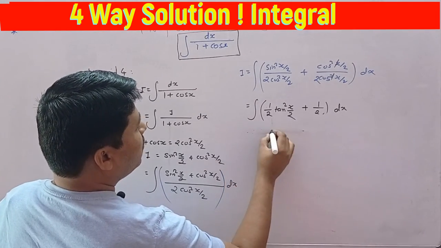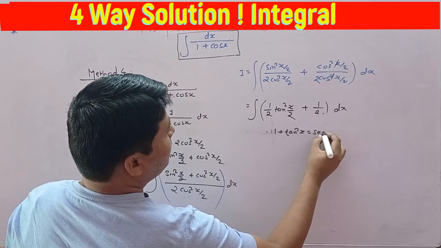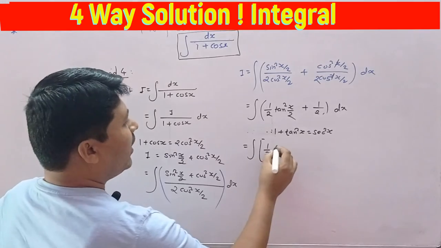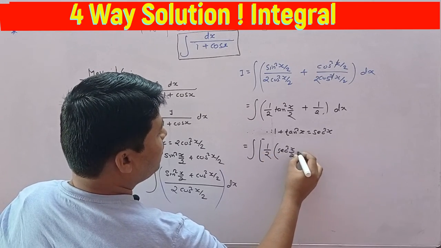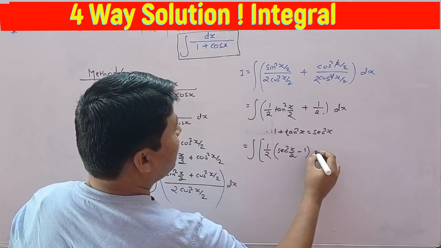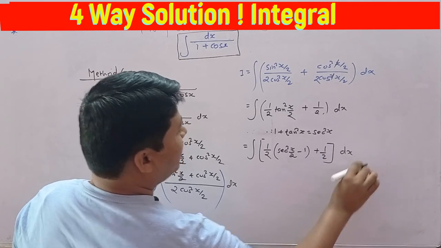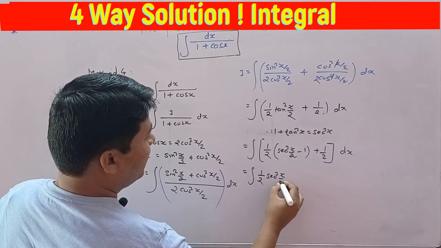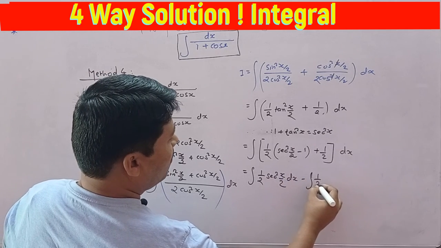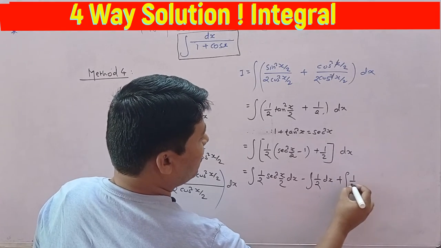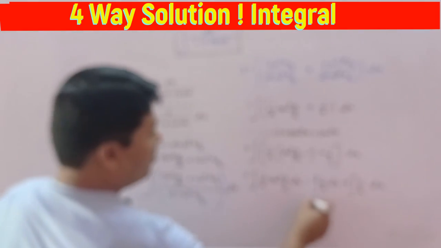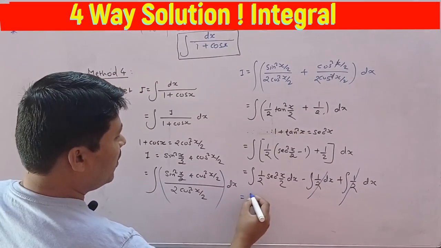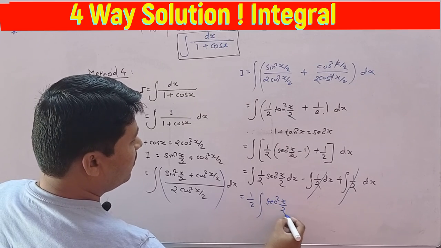Therefore, we know that 1 plus tan square x is equal to sec square x. So we can write 1 by 2 as a constant, and the related formula gives sec square x by 2 minus 1, plus 1 by 2, bracket complete, dx. Now we can find the integration separately: integration of 1 by 2 sec square x by 2 dx minus integration of 1 by 2 dx, plus integration of 1 by 2 dx. The minus 1 by 2 dx and plus 1 by 2 dx get cancelled, and 1 by 2 is a constant term, and we can find the integration of sec square x by 2 dx.